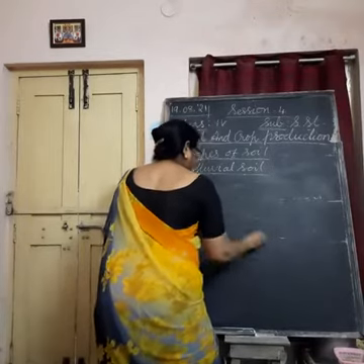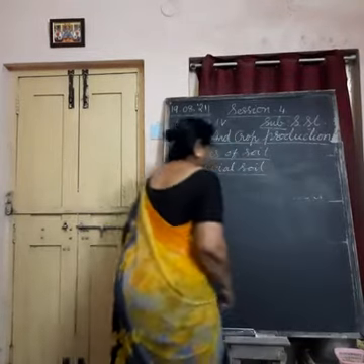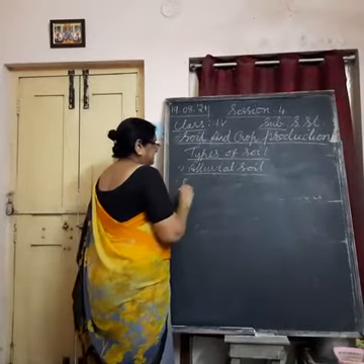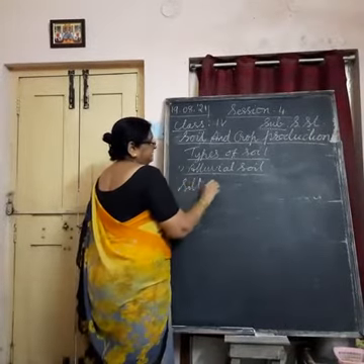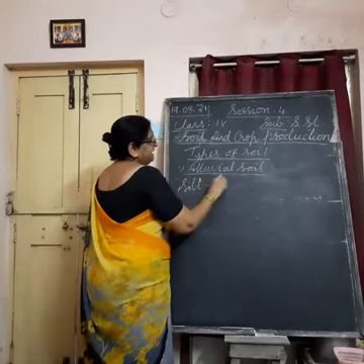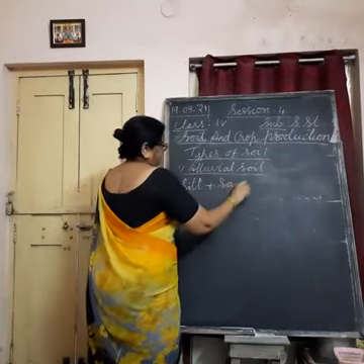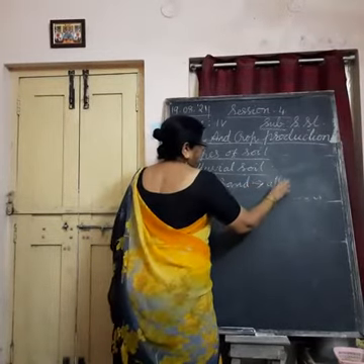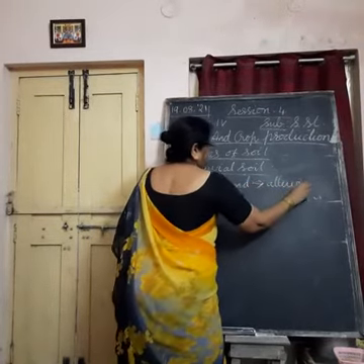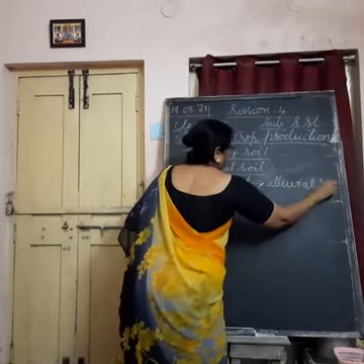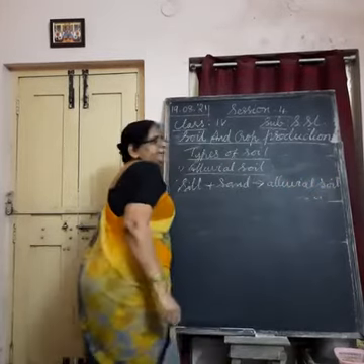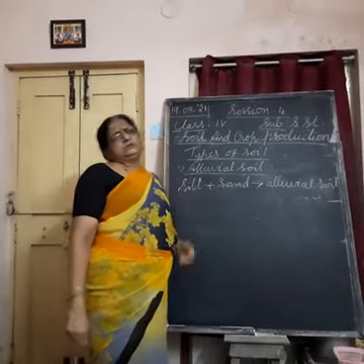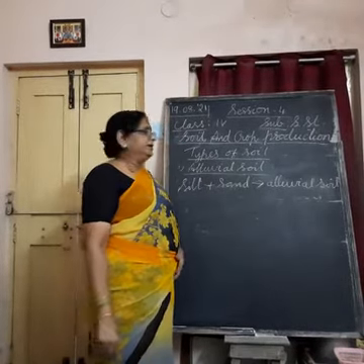What is alluvial soil? Alluvial soil is a mixture of silt and sand. Silt plus sand together we call alluvial soil. Okay. What is silt then? Silt is very smooth soil. Okay.